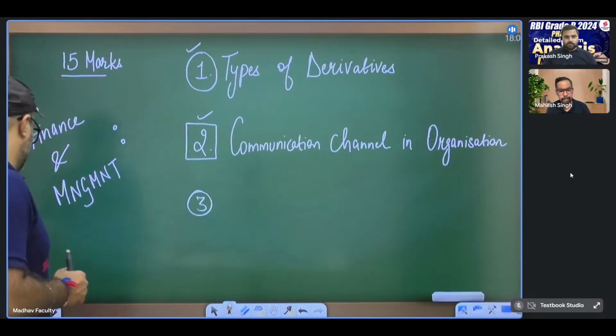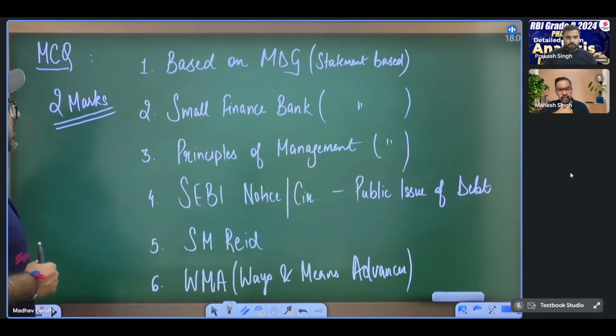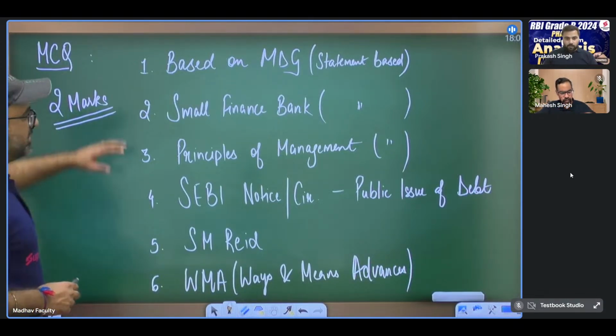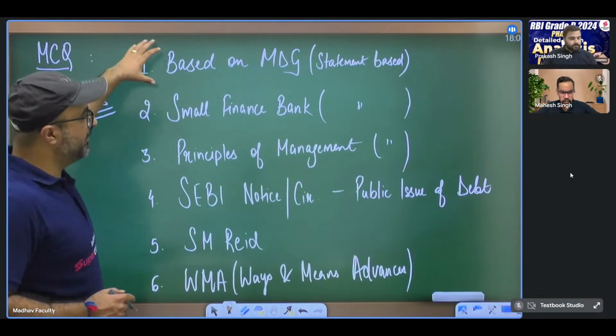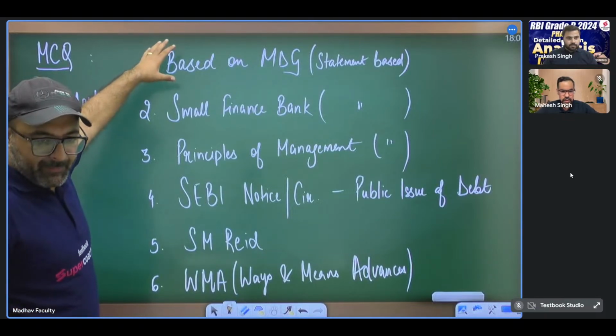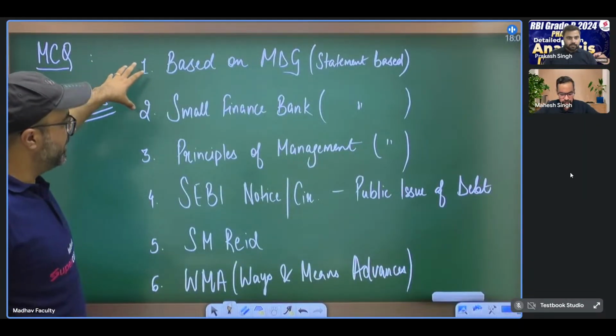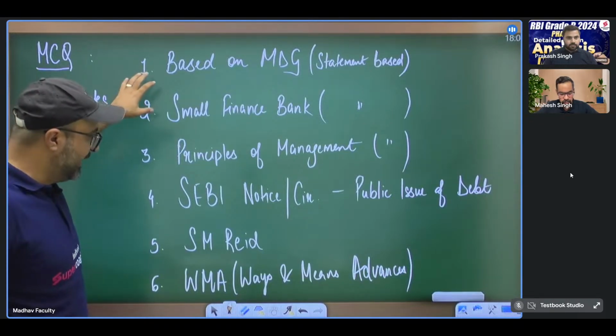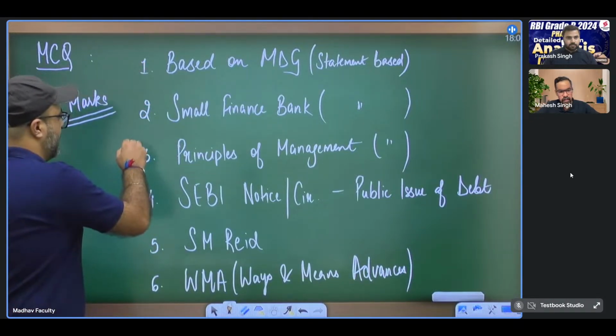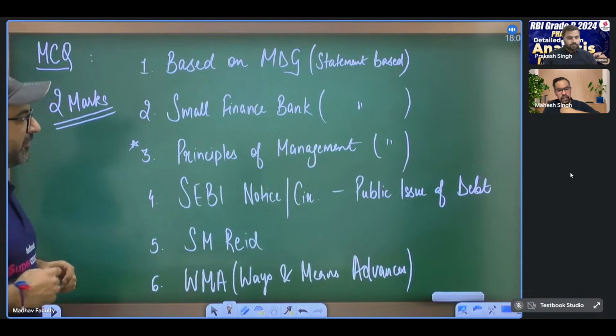So let's move ahead and now let's talk about the questions which were asked in 2 marker format. There was a question on Millennium Development Goal, I guess, sir. Then second, we have a statement-based question related to small finance bank. And then we have a question related to principles of management.